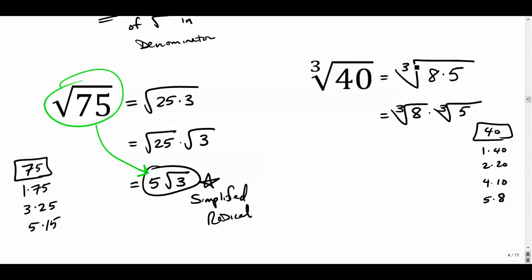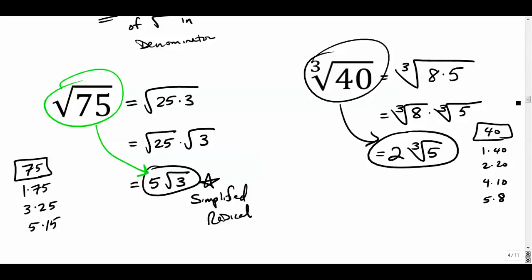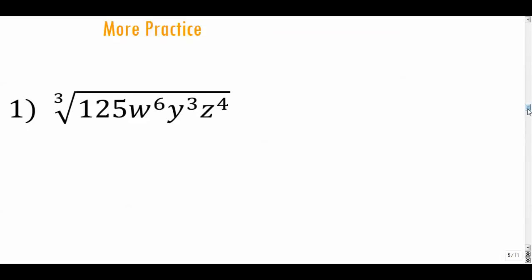And anytime you split up, you have to take this 3 and write it twice. So the cube root of 8 is 2, because 2 times 2 times 2 is 8. And the cube root of 5 we don't know. So that's a simplified version of this. Moving on, let's get some more practice here.